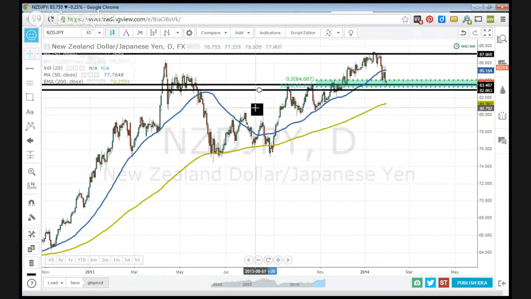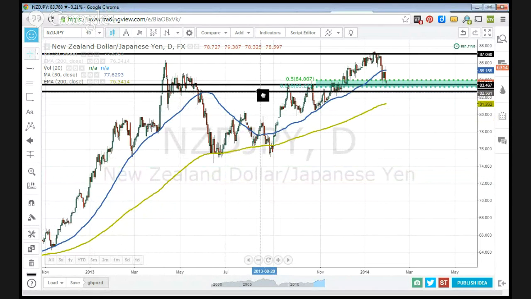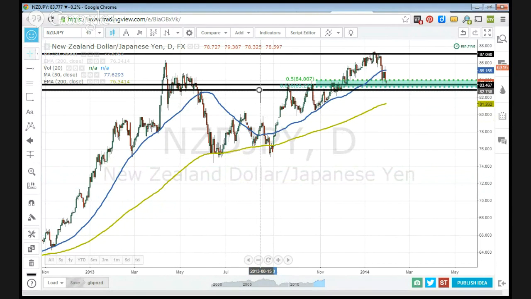Maybe 2. There we go. Actually, no. We'll move the stop a little bit further down. 82.70. Okay. I'm a little unsure about this trade. It's going long Kiwi yen.